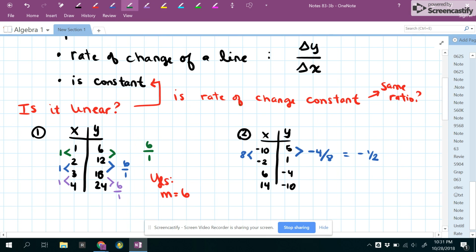And then you check the next one. How far from 1 to -4? Well, that's -5. How far from -2 to 6? 8. Are our rates of change the same? No. So this one is not linear. The answer is no, because the rates of change are different.